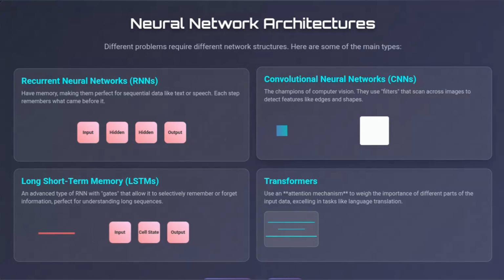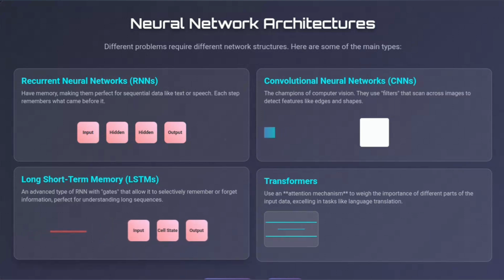Then we have long short-term memory networks, or LSTMs. These are like RNNs with a superpower. See those three gates? They control what information to remember, what to forget, and what to output. LSTMs solved a major problem called the vanishing gradient problem, allowing networks to remember information over very long sequences. They're behind many language processing breakthroughs.